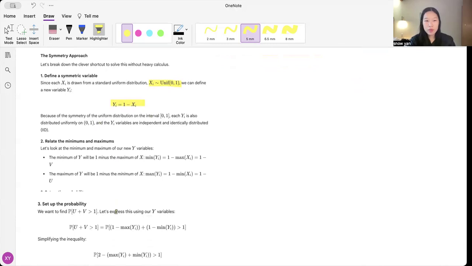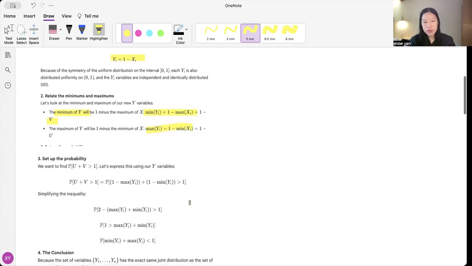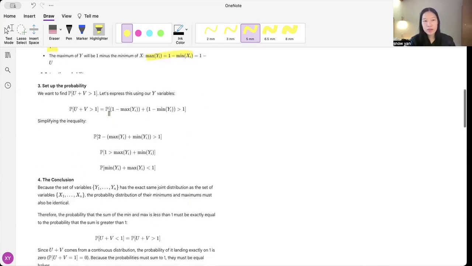Okay, once we establish this fact, we can look at the distribution of y. So the minimum of y will be 1 minus the maximum of x, and the same goes the other way around: the maximum of y would be 1 minus the minimum of x. Then we can set up the probability we want to find, u plus v is greater than 1, and express this in terms of the y variable.